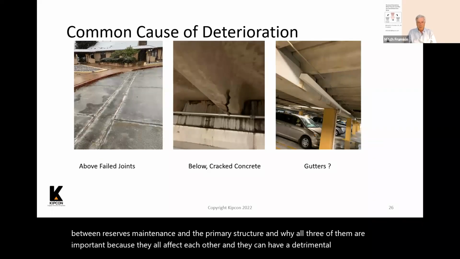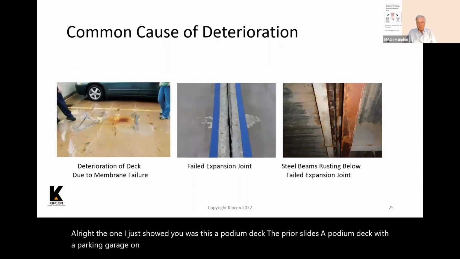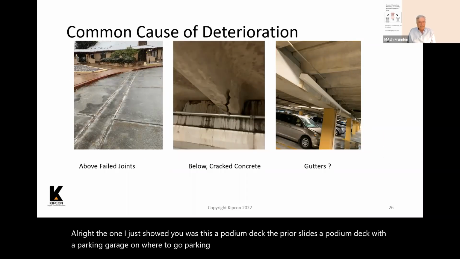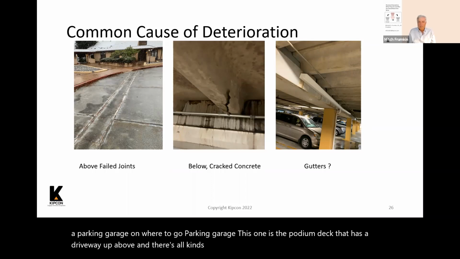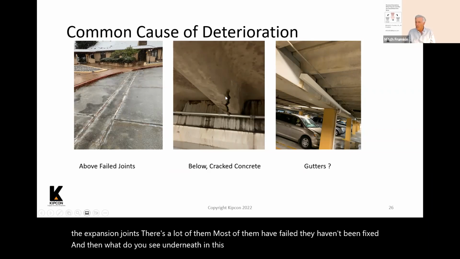All right, the one I just showed you, the prior slide, is a podium deck with a parking garage. This one is a podium deck that has a driveway up above, and there's all kinds of recreational areas. And again, you can see these are the expansion joints. There's a lot of them. Most of them have failed. They haven't been fixed. And then what do you see underneath? In this case, it's concrete. And look at the crack in this concrete from water getting to it.